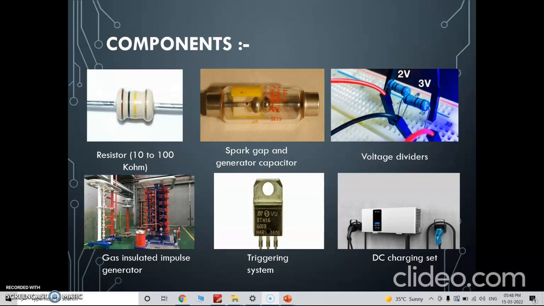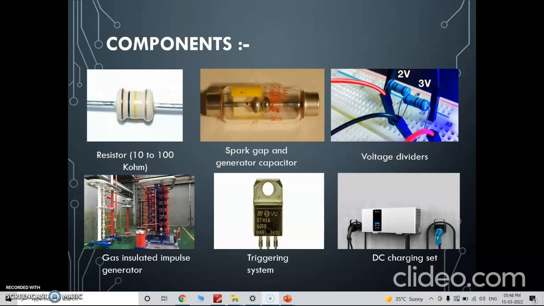Then we use voltage dividers. A voltage divider is used to turn a large voltage into a smaller one by using some resistors and an input voltage. Also, we can create an output voltage that is a function of the input. Then we refer to the gas impulse generator for some points to simulate impulse voltage generator reactions in the practicals.